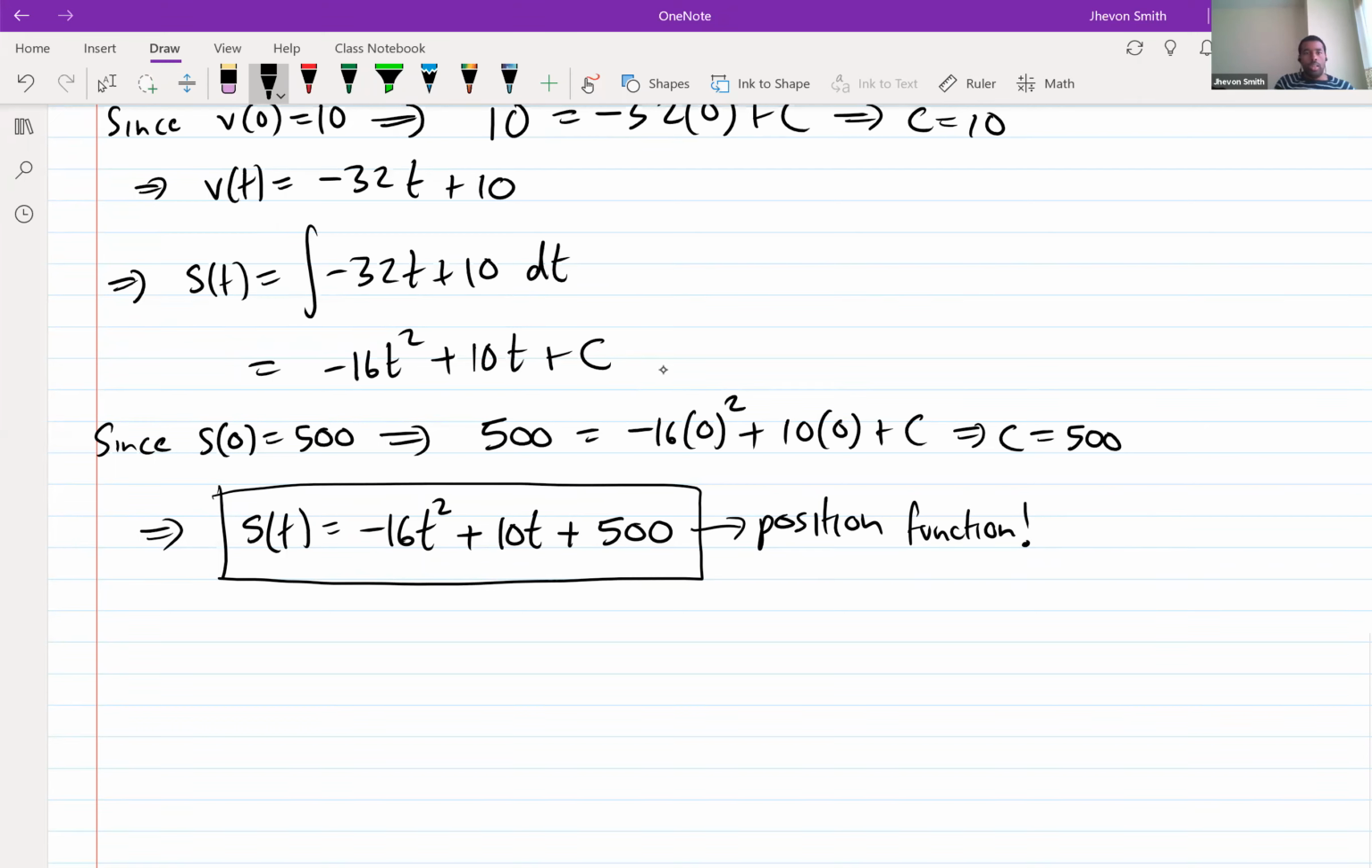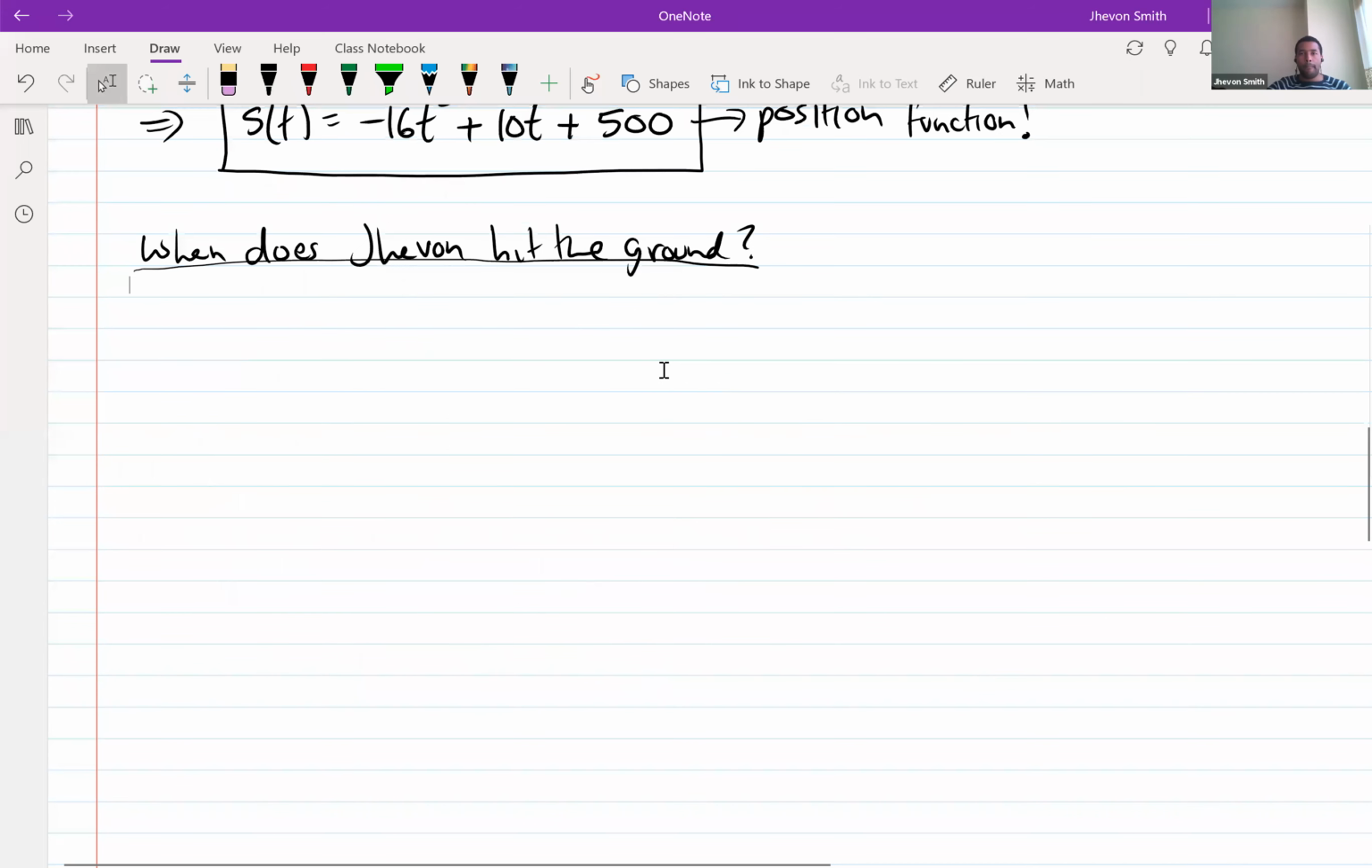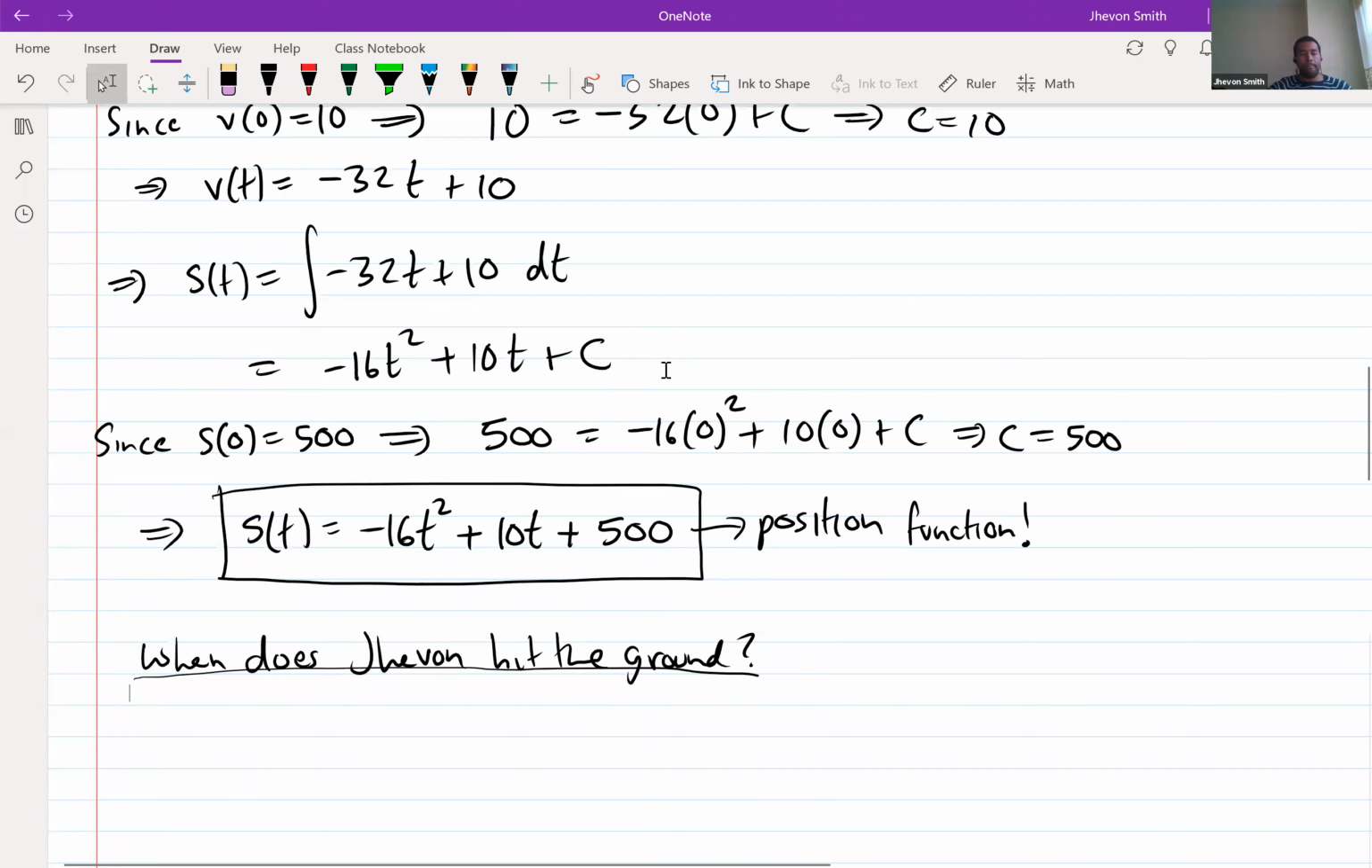Okay. Now on to the problem of when does Jhevon hit the ground? What do you guys think? How would you actually go about computing that? Would it be like when you calculate when the velocity is 0? So like you would set the equation equal to 0 and find what your t is.